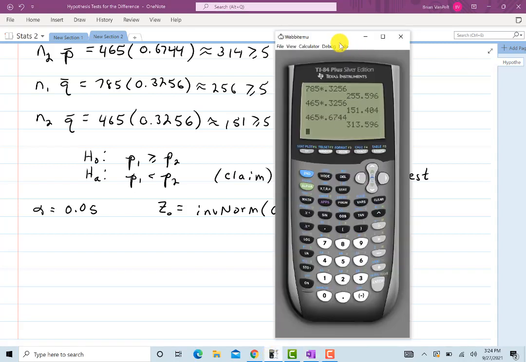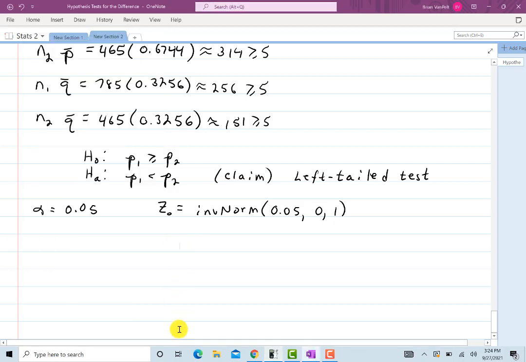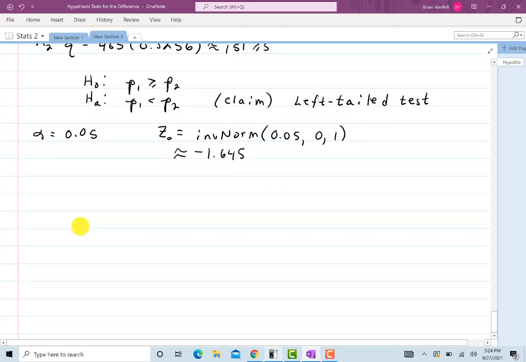So to do this, let me go ahead and grab my calculator. Second distribution, choose number 3 for inverse norm. This time put 0.05, you're talking about area to the left, and then enter your way through the rest of the problem. I get negative 1.645. If you use the table, that's the exact number you'll get as well. And so what we'll have is something that looks like this. And then we'll have this region in here, and that, of course, is the 0.05.